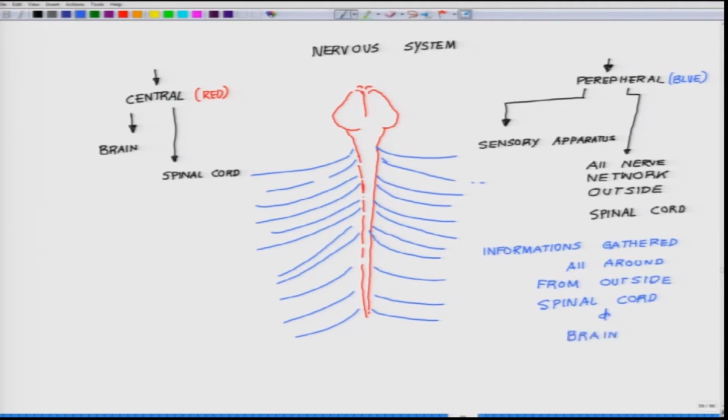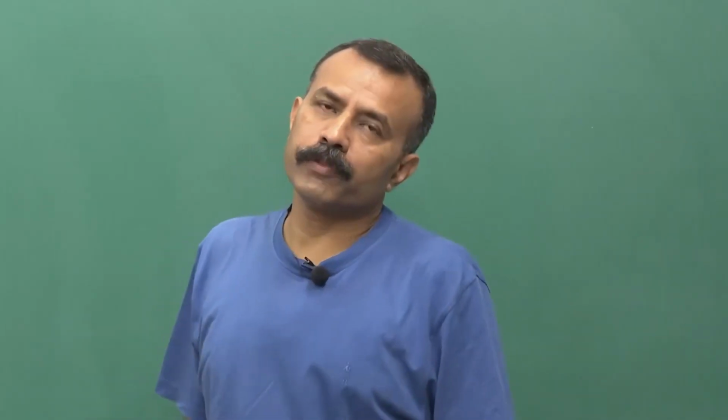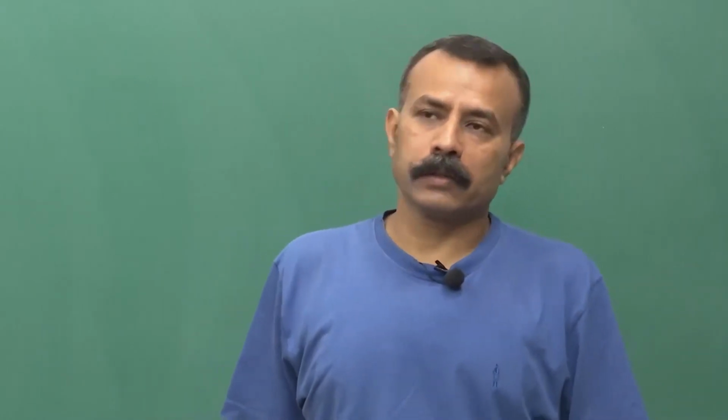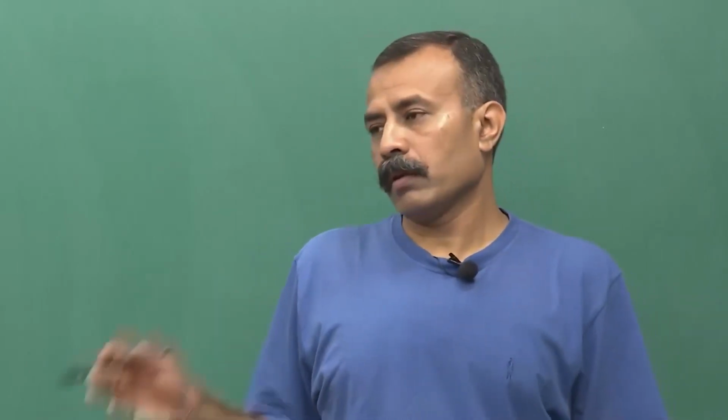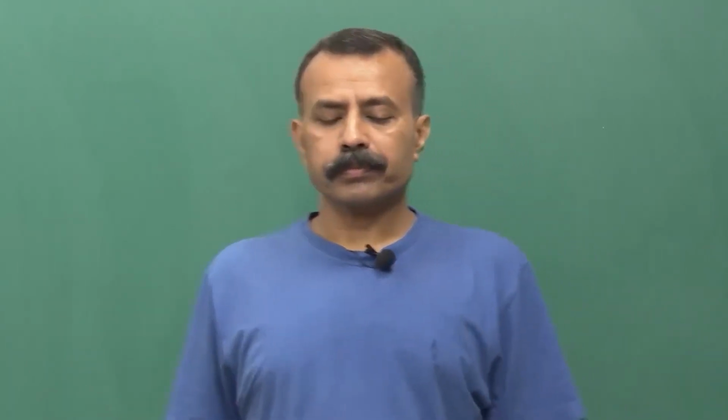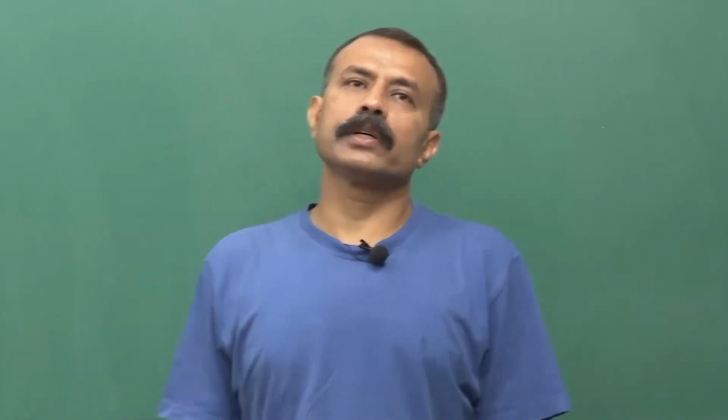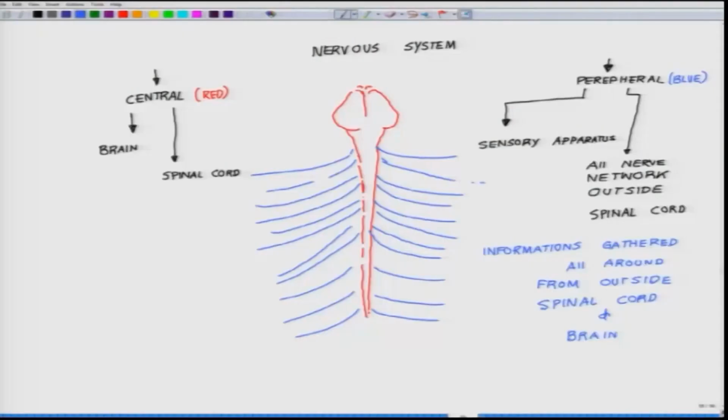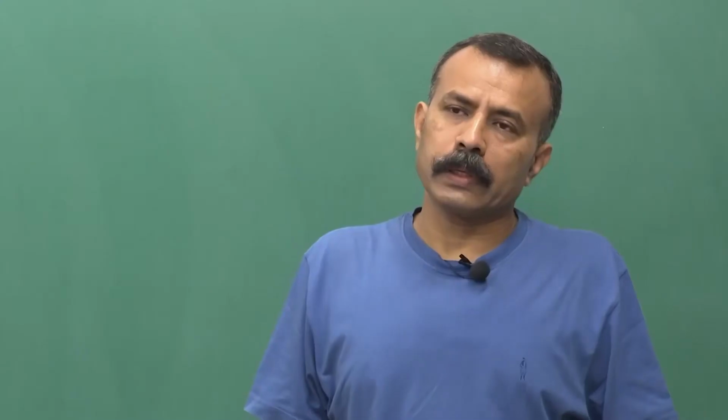These informations are picked up. It could be visual information, it could be sensory touch information, it could be smell information, it could be thermal information, it could be pressure information, it could be information of saying there is a lot of acid in a particular place, okay, acid sensors. There are a series of such sensors which are present in your body. These informations are carried to the central nervous system.